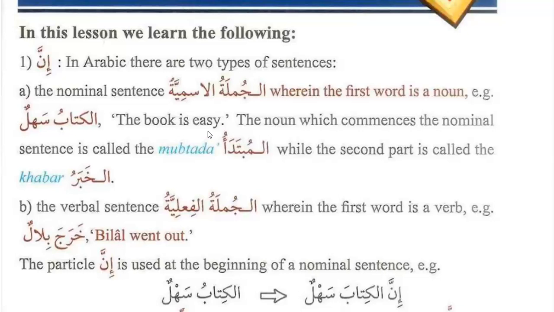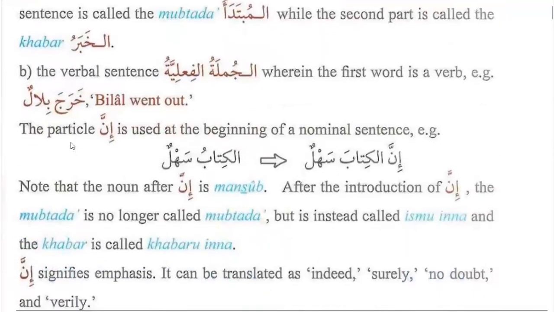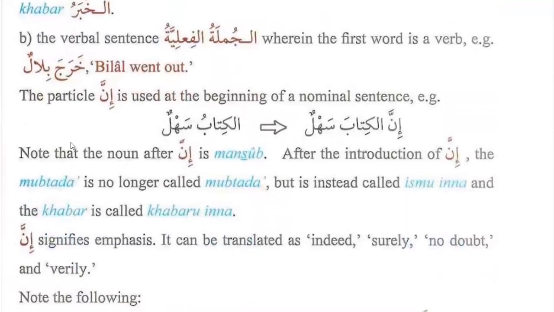Okay. Now, after the addition of inna, what happens? Mubtada becomes mansub. And also, the name of mubtada is changed. Now it is called ismu inna. So if I ask you, what is mubtada in this sentence, innal kitaba sahlun, you will say, we don't have any mubtada here. We have ismu inna.